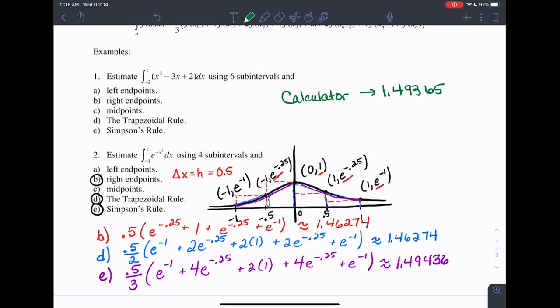Where these rules come into play, where they become much more useful, will be seen in the next problem we do, where we don't have a function, and we just want to estimate something. So if we didn't have a calculator, could you do those three calculations that I did in B, D, and E without a calculator?